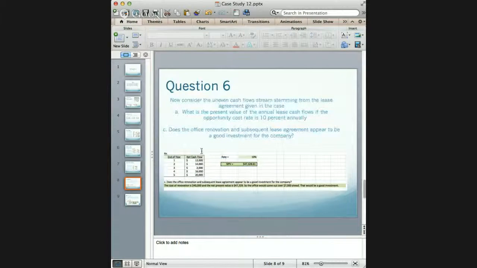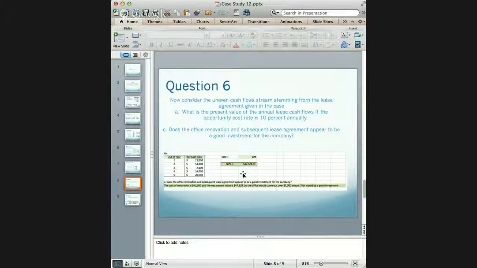So moving on to question 6. Now consider the uneven cash flow stream stemming from the lease agreement given in the case. What is the present value of the annual lease cash flows if the opportunity cost rate is 10% annually? In this question, they're pretty much asking what the NPV is. We would just plug the numbers into Excel and use the NPV function. You would click in the rate and then the range that you wanted to calculate, so years 1 through 5. And the NPV would be $47,320.61.